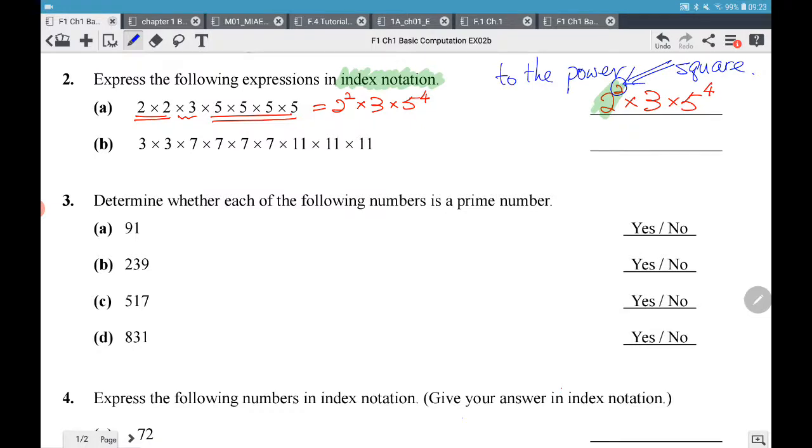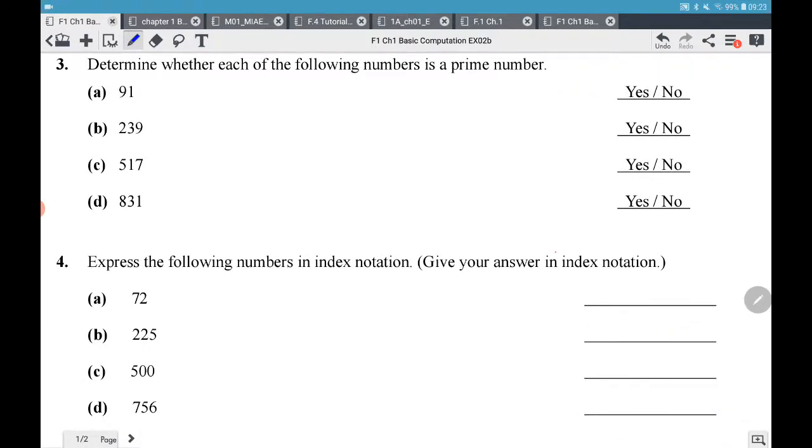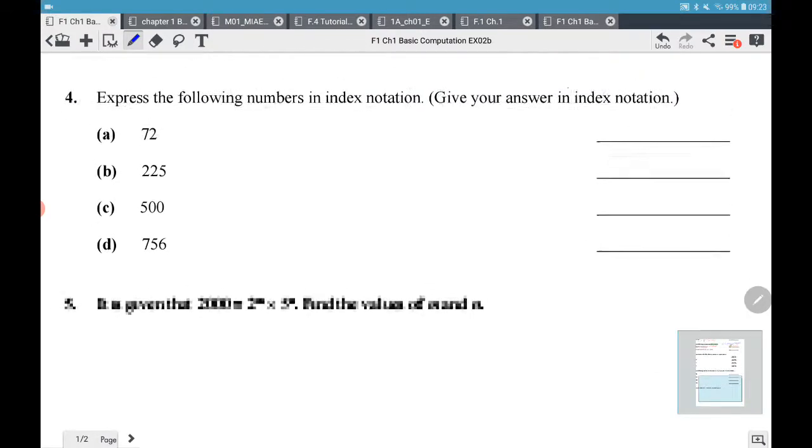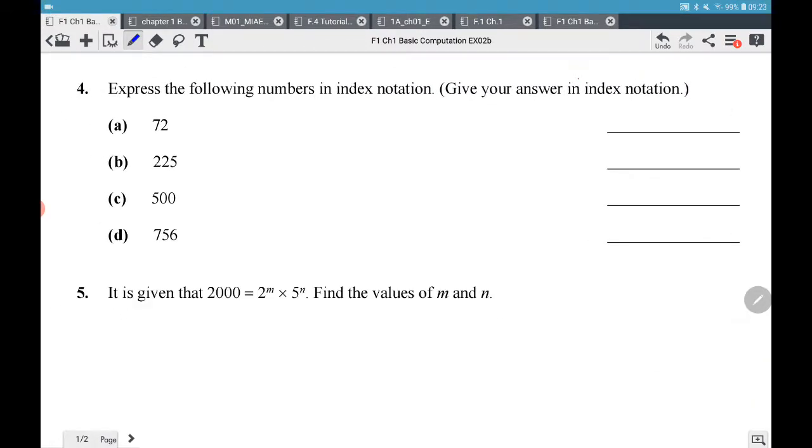Maybe we can skip question 3. We just need to check which number is a prime number. Okay, so we skip this and then we go to question 4. In question 4, we have to convert the number into index notation.